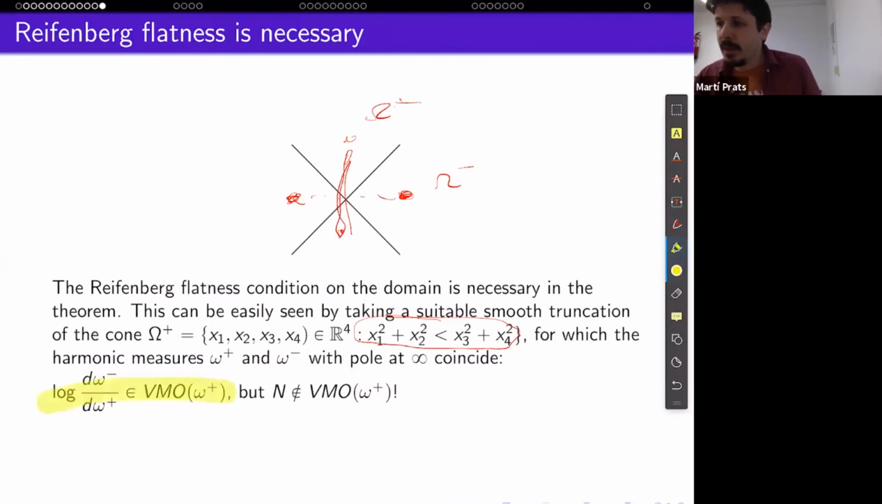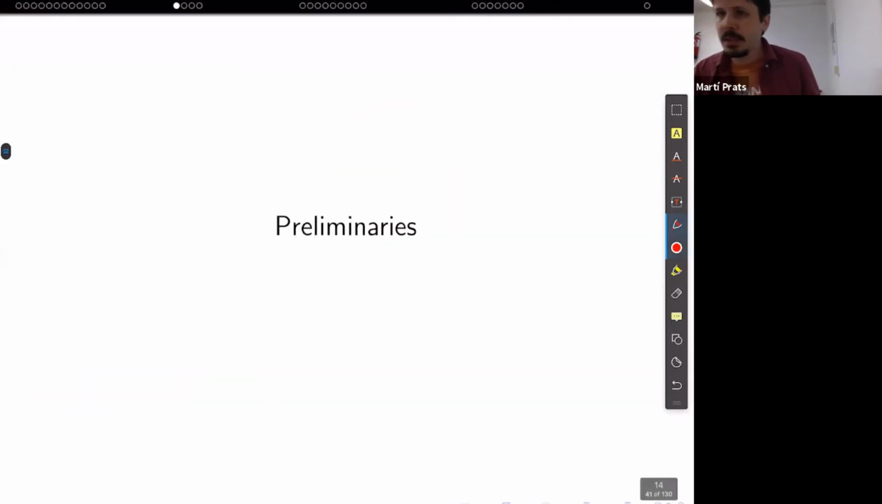So this condition is imminent. But this is not true because there is here a ball that doesn't satisfy that when you get smaller and smaller, the oscillation goes to zero. So the Reifenberg flatness condition is necessary for us. You may ask if the vanishing Reifenberg flatness condition can be avoided. I don't know. We haven't been able to remove that assumption. Okay, so let's go for some proof.